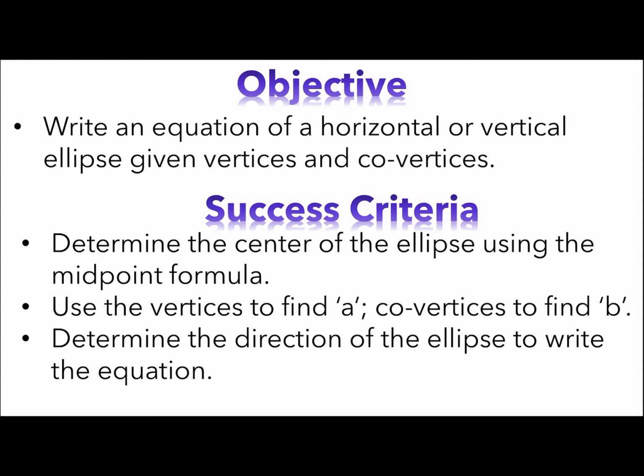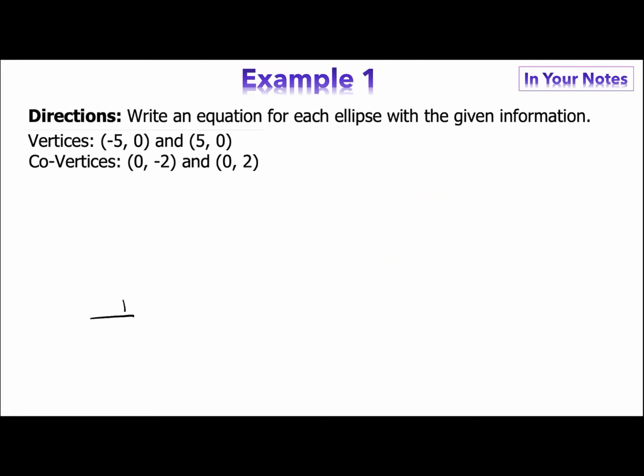To be able to do that, you need to be able to determine the center of the ellipse using the midpoint formula, use the vertices to find A, the co-vertices to find B, and determine the direction of the ellipse to write the equation. All right, so example 1, in your notes. Once again, make sure you copy this in your notes. Pause the video, write it down.